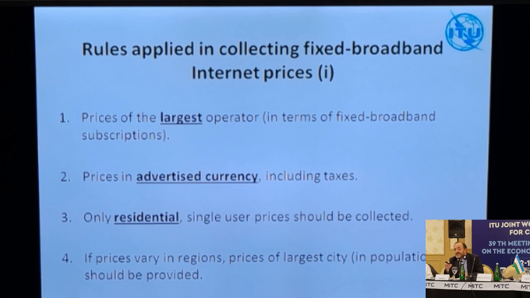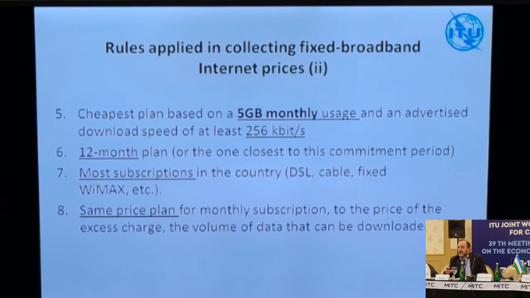And if prices are very different among cities or regions, then please provide an explanation. Say that, for example, in the capital the price is X, but in non-capital cities, the price is Y. If this is the case, it depends on the country. A bit more: the cheapest plan based on a 5 gigabyte monthly usage and an advertised download speed, of course, of at least 256. We would like to see 12-month plans. I'm talking about fixed broadband.